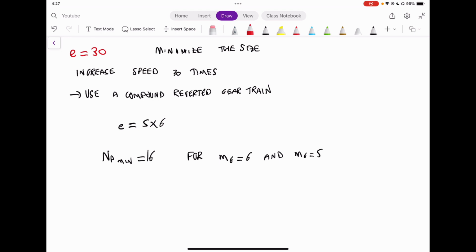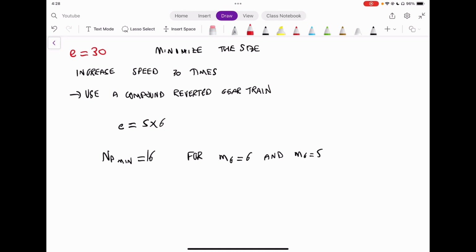Now, going back to compound reverted gear trains, we had ended the last lecture in the series with a problem that we have already solved for a normal compound gear train, but we haven't done it for a reverted gear train. And so that was that if E is equal to 30 and we're supposed to minimize the size, so that means that we want to increase the speed by 30 times when E is equal to 30, then we're told to use a compound reverted gear train now to do so.